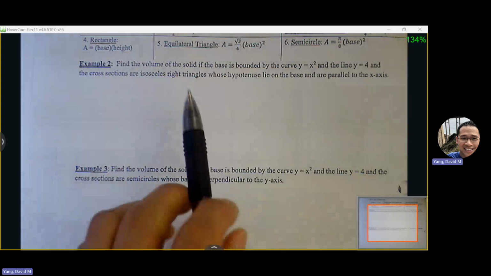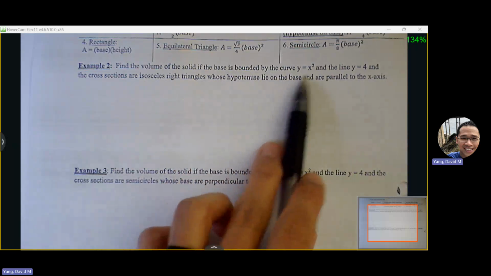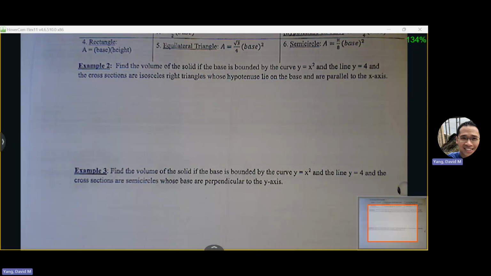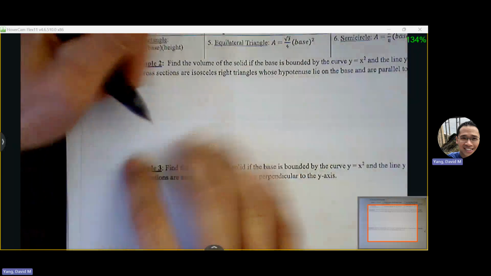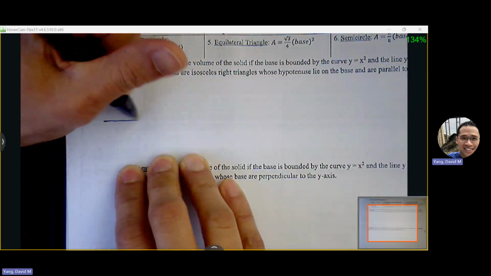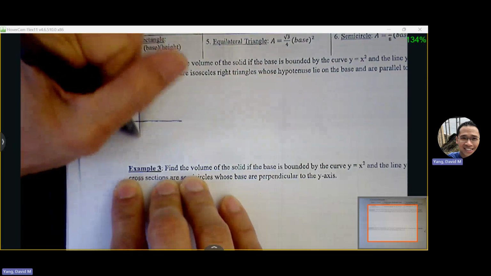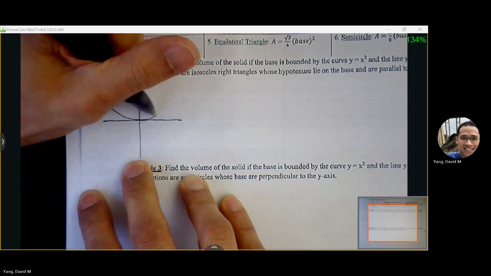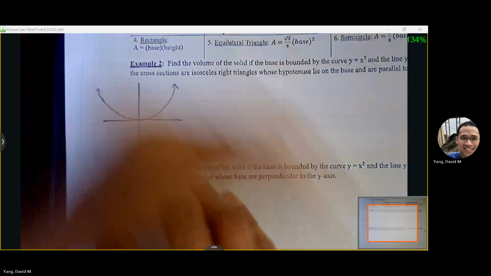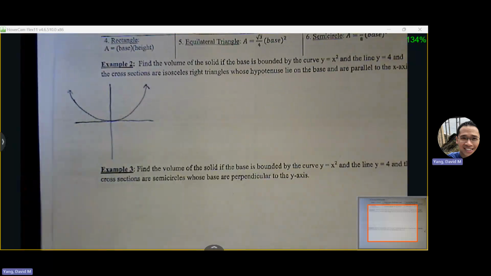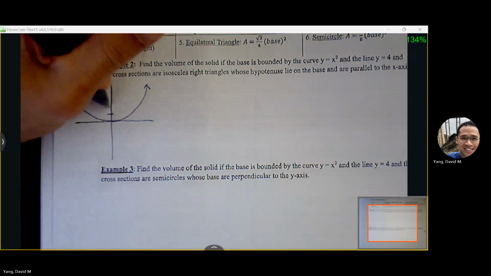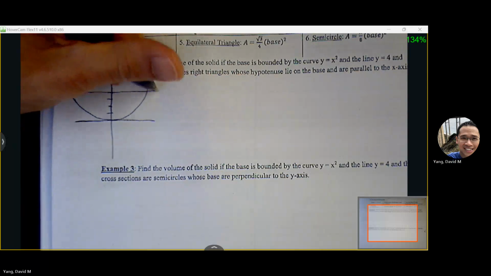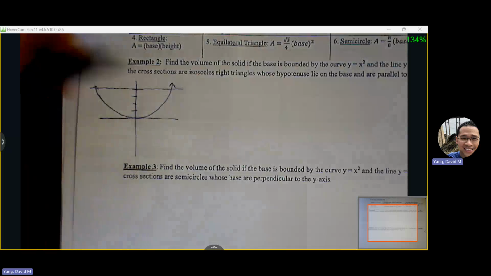Okay, find the volume of the solid of the base bounded by the curve y equals x squared and line y equals 4. So first things first, we're just going to figure out what the shaded region is looking like. So we have y equals x squared. That's a parabola that goes through 0, 0. And the line y equals 4. Okay, so there's our enclosed shaded region.